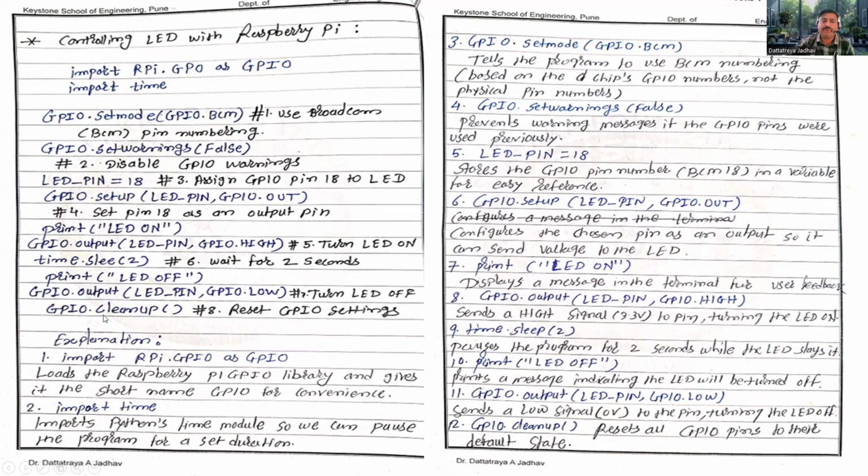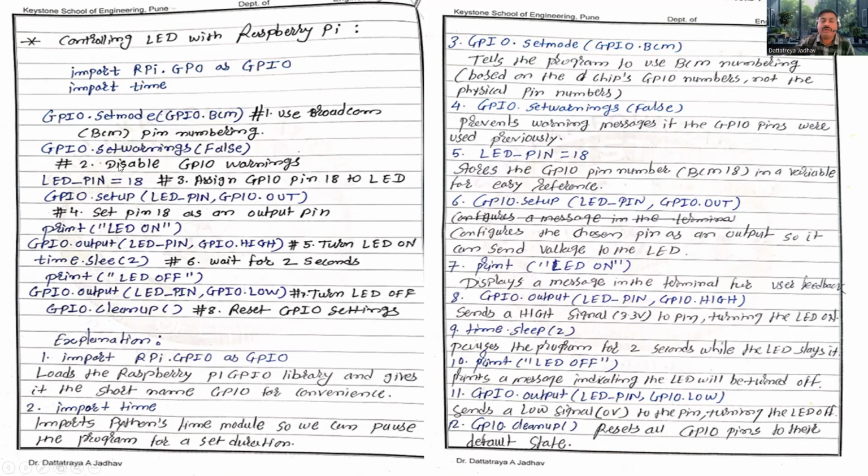So we go with the GPIO.cleanup. That command will reset the GPIO settings. So this is a configuration of how the LED will be controlled, on and off, by a Raspberry Pi. This is a Python program which can be used.